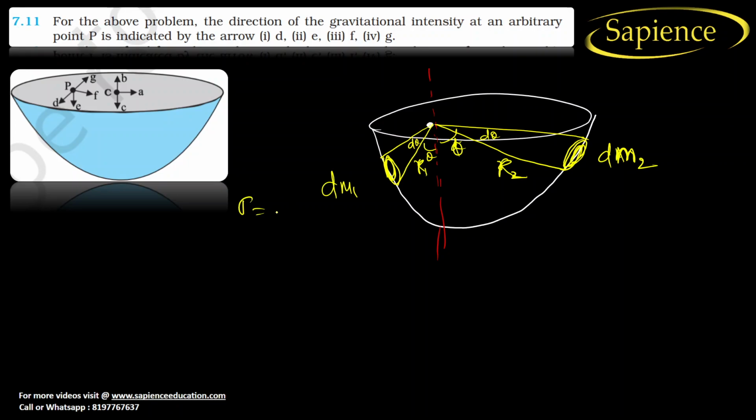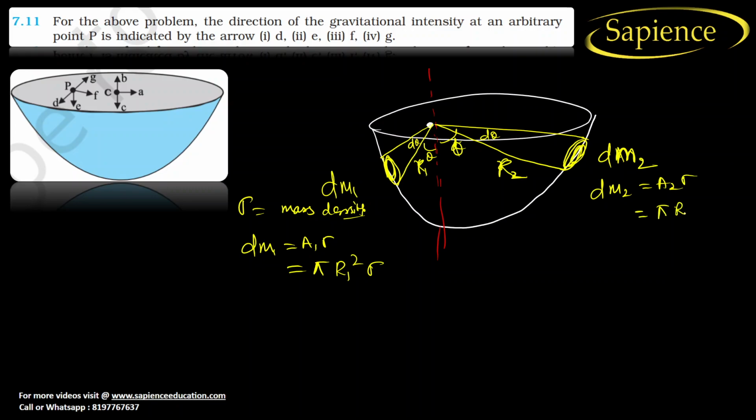Now let us consider sigma as the mass density. So dm1 can be written as area A1 into sigma. Area is pi r squared, since the length is r1, so pi r1 squared into sigma. Here also for dm2 we can write A2 into sigma, that is equal to pi r2 squared into sigma.